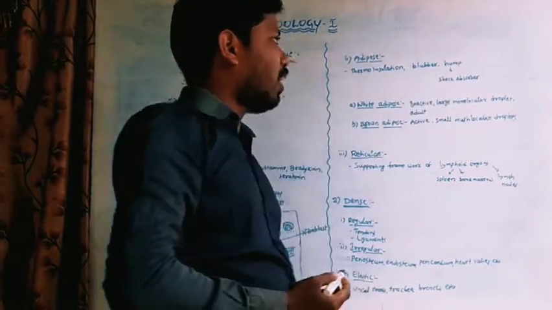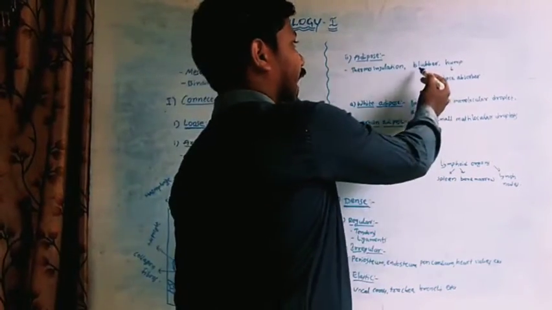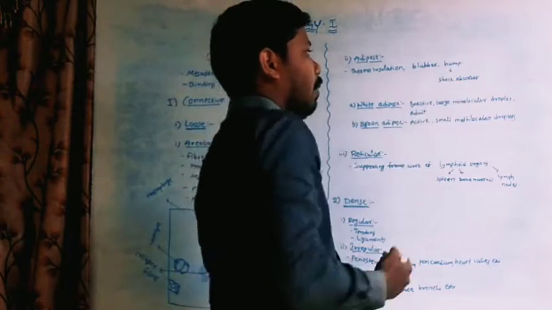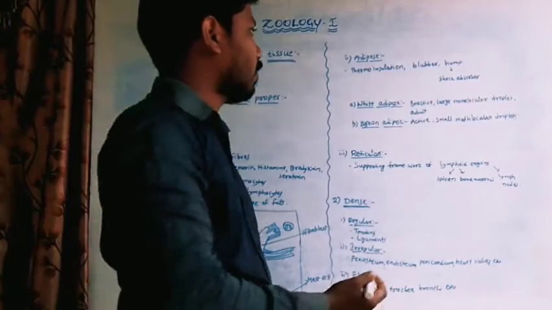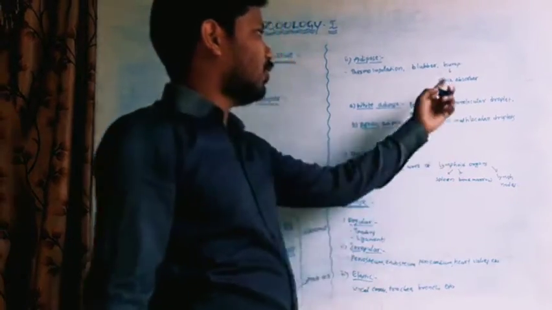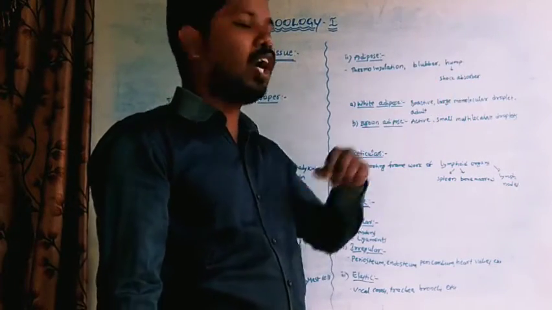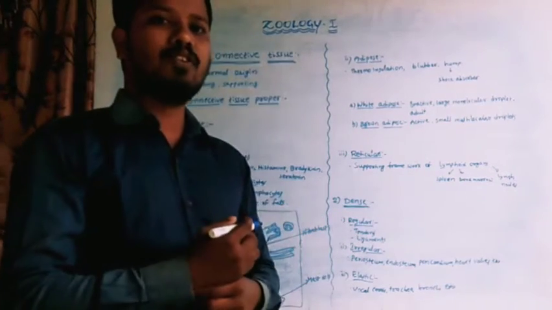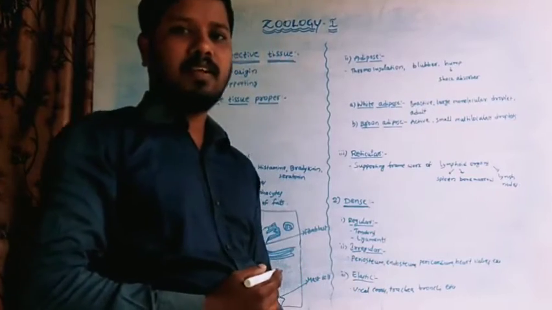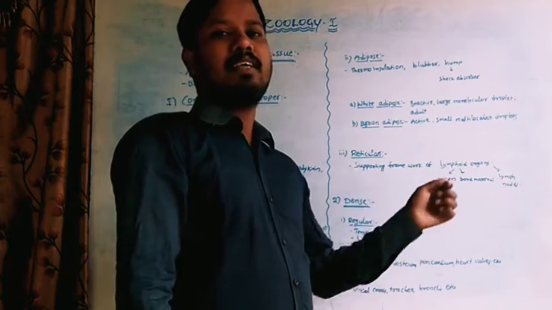It forms blubber in aquatic animals, and it forms the hump in the camel. It also helps as a shock absorber, that means it acts as a shock absorber in the palms and soles of the camel. The blubber is found in aquatic organisms such as blue whales and sea cows.